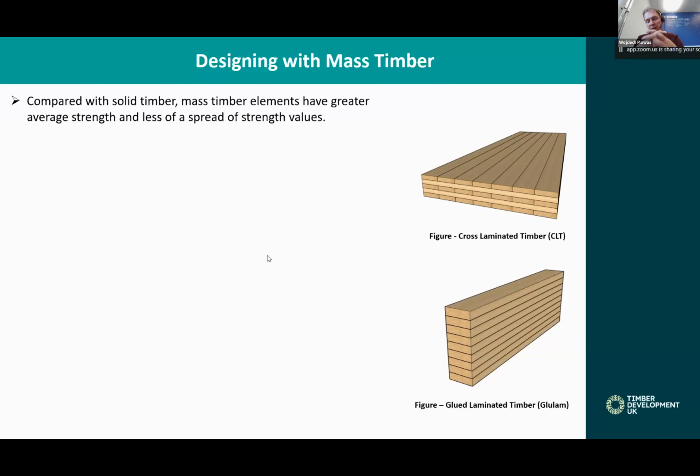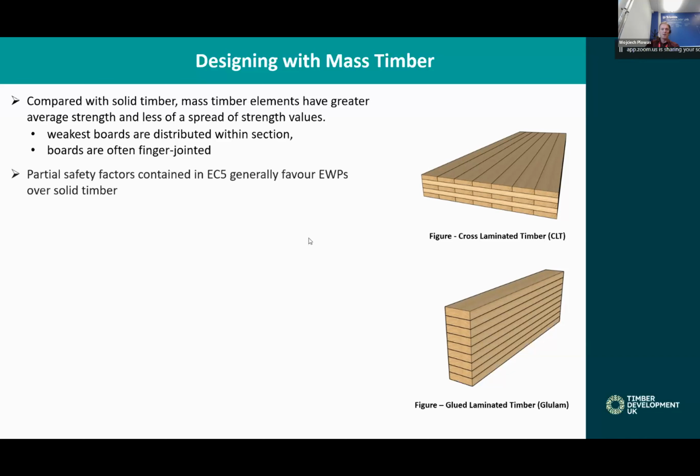The point being that the boards in CLT are right next to each other, and those boards will have slightly different properties. There'll be weaker boards and neighboring stronger boards, and the boards will be able to share the load. And because of the shared effect, the properties of the product are much more stable. So there is less spread between the strengths, it's more predictable. And this is exactly what I just said. Weakest boards are distributed within the section, and the boards are often finger jointed, which means that the defects are cut off from the boards.